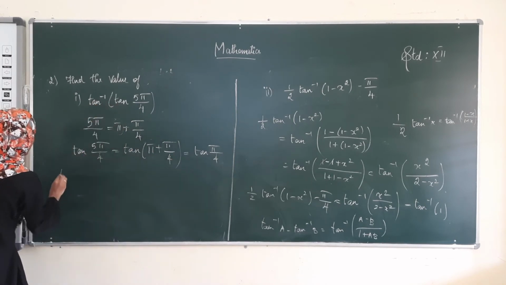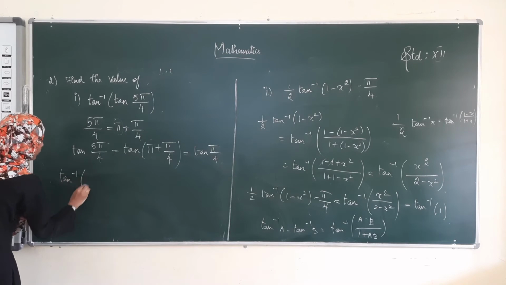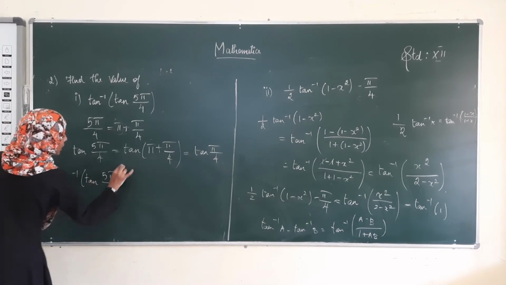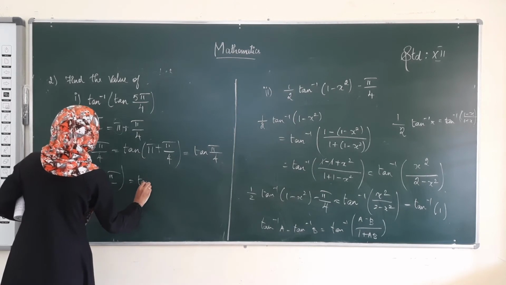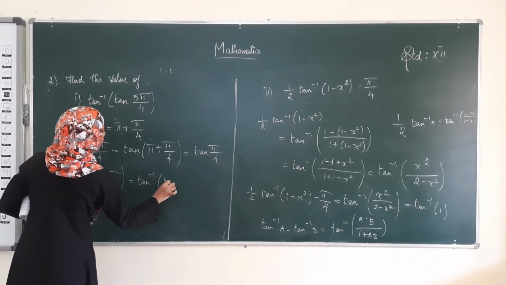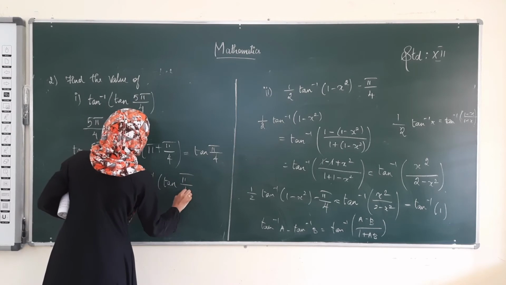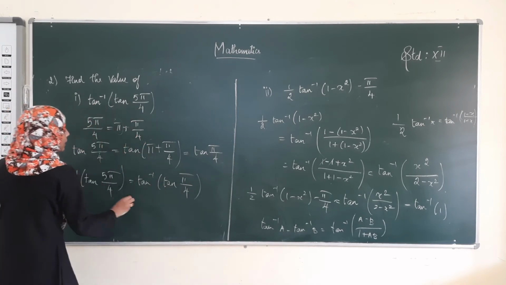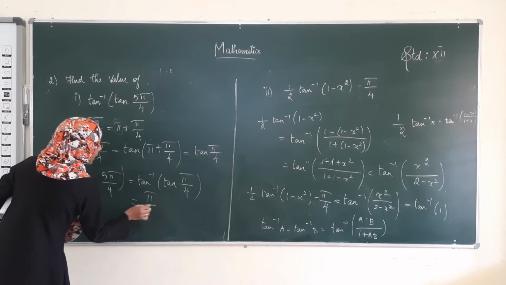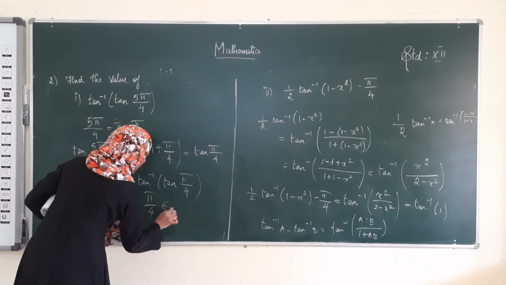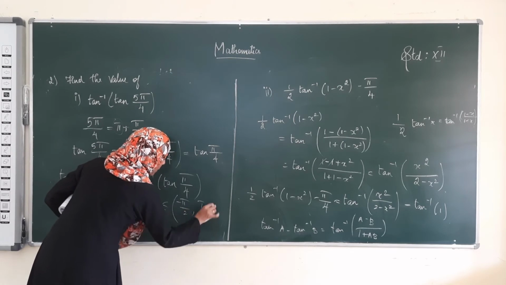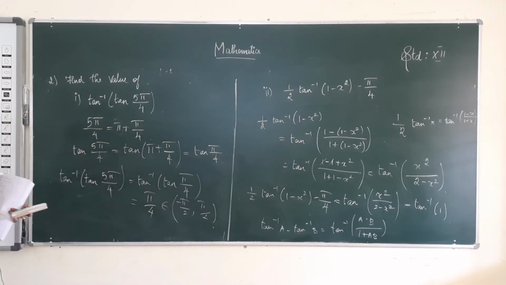So on substituting here, tan inverse of tan of 5 pi by 4 is equal to tan inverse of tan of pi divided by 4. So tan inverse of tan of x is equal to x. On that we are taking pi by 4. See here, pi by 4 belongs to the open interval of minus pi by 2 comma pi by 2. Okay, therefore this is the answer.